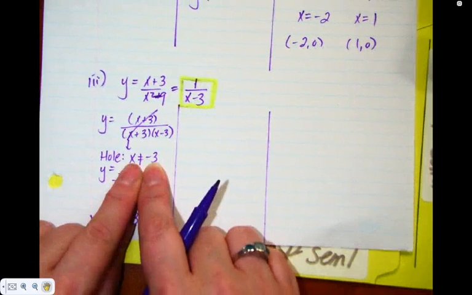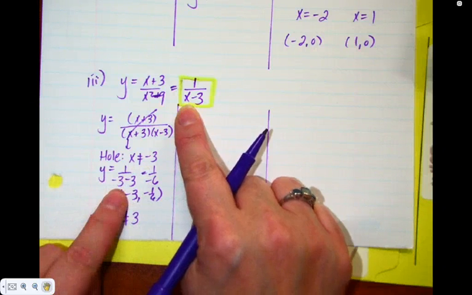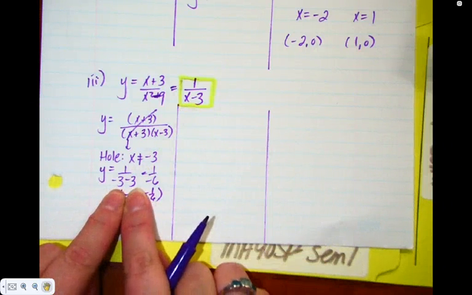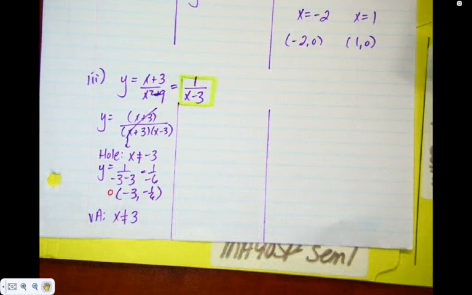So I took the value of the hole, and I just subbed it into the factored form to find the y value. So I put in negative 3 in the bottom, and then negative 3 gave me negative 6. So it's just finding the y coordinate.